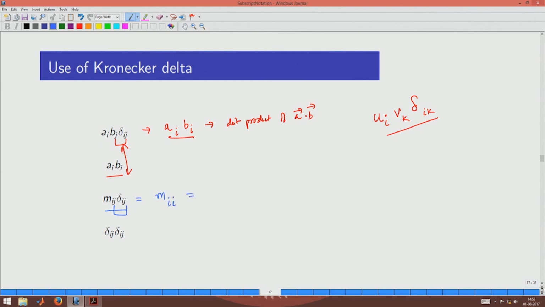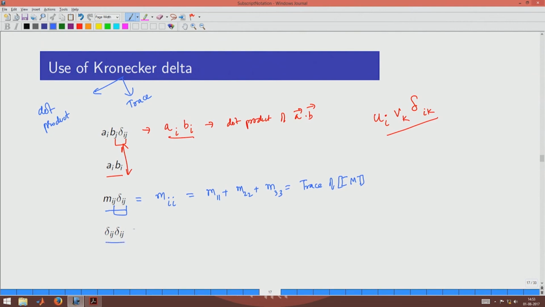Now, this is something that we already know, this is nothing but M11 plus M22 plus M33. This is nothing but the trace of a matrix M. So, you could see that the property of Kronecker delta is coming multifold. One way is in the dot product, another way is in getting the trace. For the dot product we have seen how it can be used, and for the trace you can see how it is used here.